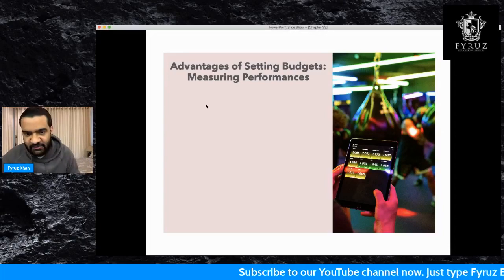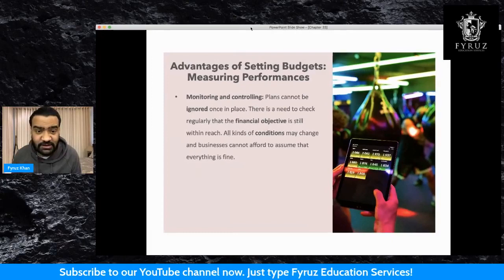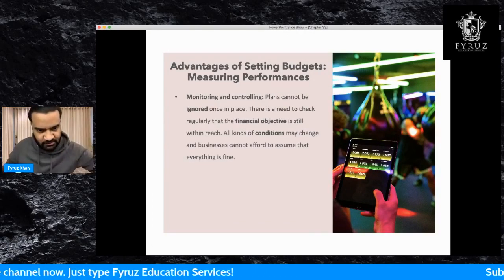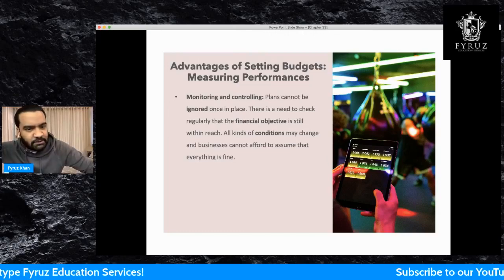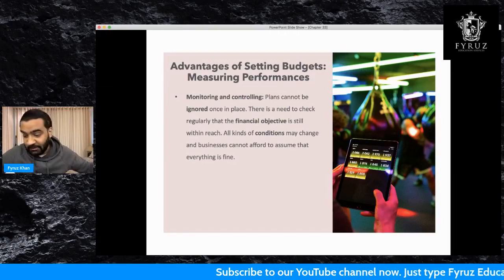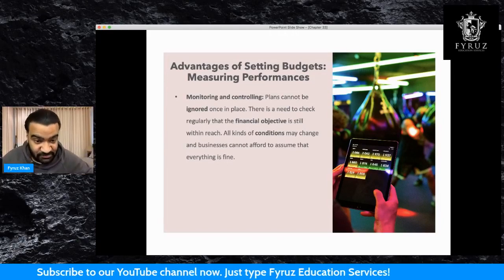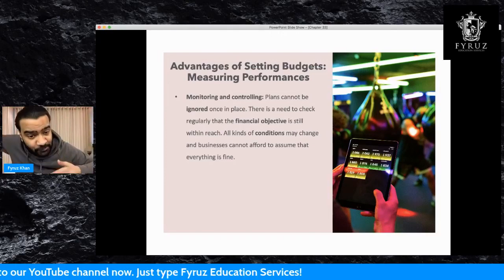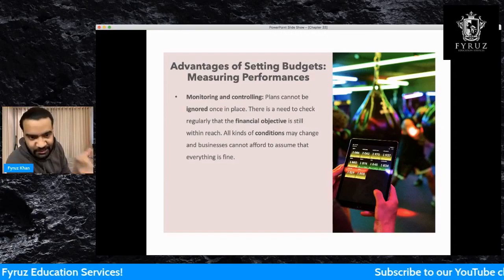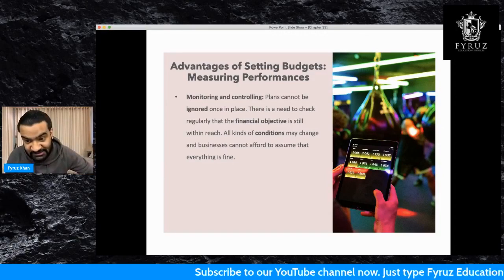Next up, we have monitoring and controlling. So when you have a budget, it helps you to monitor, it helps you to control. Okay, my budget was £1,000, but I've spent £1,200. Like if you remember my budget in the beginning, my phone bill's budget was £54, but I ended up spending £100. So I ended up spending a lot more than what I was supposed to. So you can go back, you can monitor, you can see what you did, why you did it. You can control it from the next month.